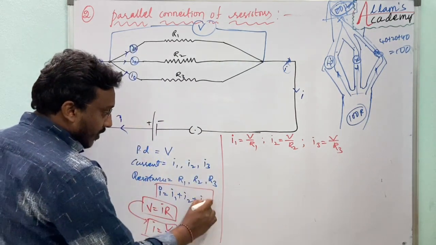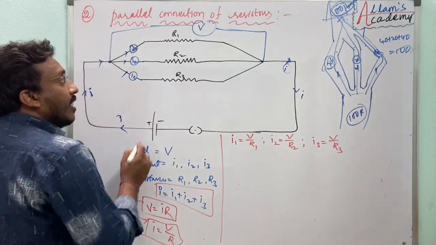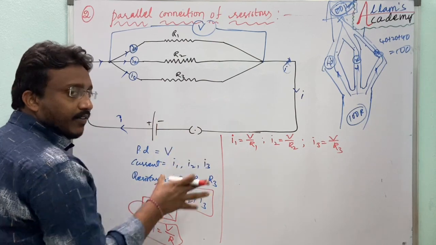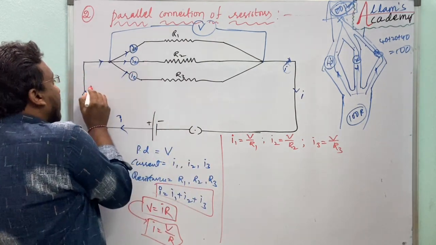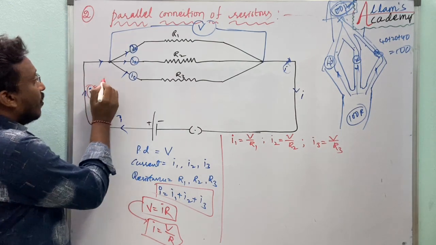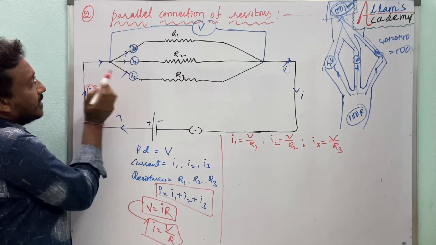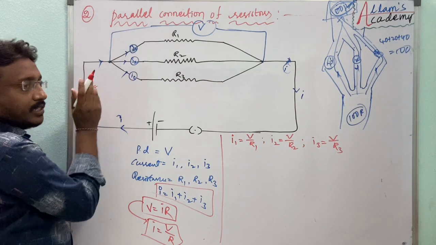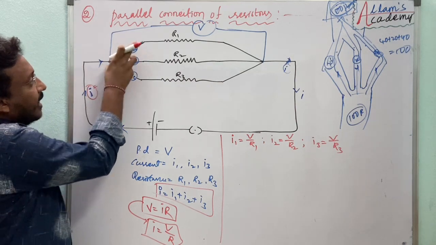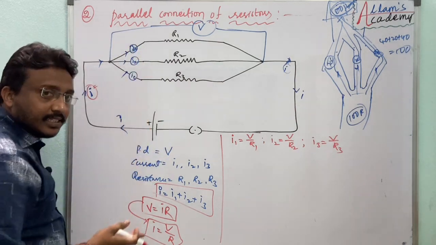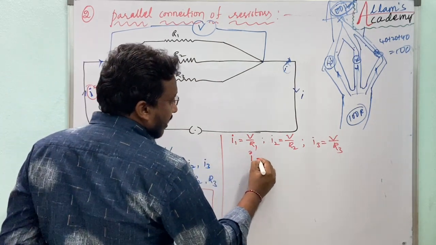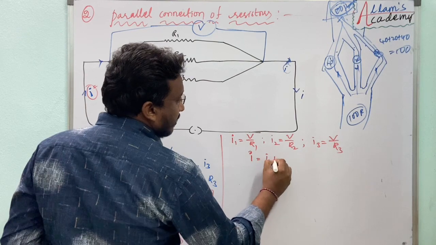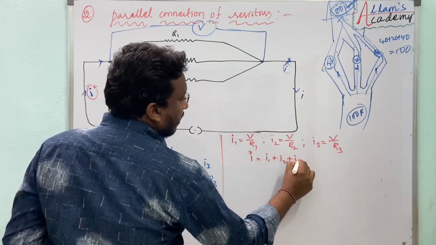Here we have to find the effective resistance, and here we know one hint. The current I equals I1 plus I2 plus I3. The same amount of current only splits here; no extra current is created there. So by this we can say that I equals I1 plus I2 plus I3.